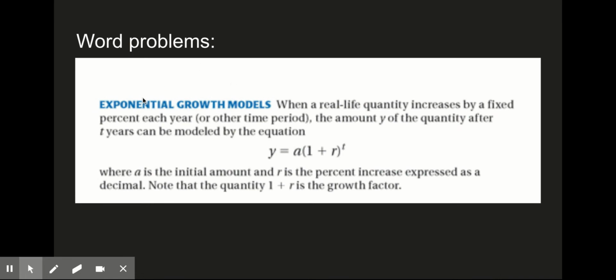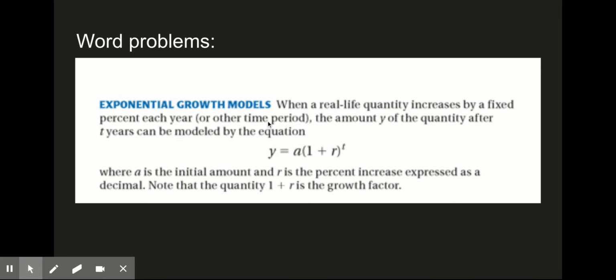So I want to talk about really quickly at the end of this video the idea of exponential growth models. This chapter is great because there's lots of real world stuff. When things increase by a certain percent each year, it can be tricky to think about what that really looks like. What it looks like is this: y equals a times (1 plus r) to the power of t. So there's a lot of different variables in here. What does each mean? A is your initial amount. What do you start with?